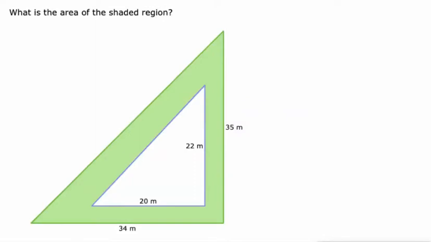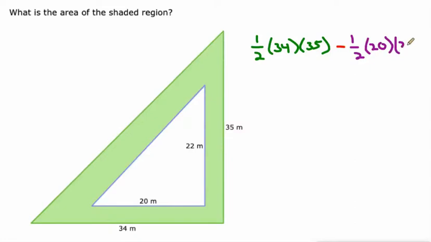All right, so now we've got a couple of triangles. Well, it really doesn't change anything. We've got a triangle that is 35 by 34 or 34 by 35. So to find its area, we do 1/2 base times height. So 1/2 34 times 35. And then we'll subtract the area of that triangle that's inside of it. So that would be 1/2 times 20 times 22.